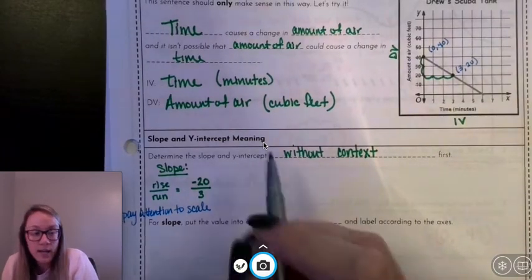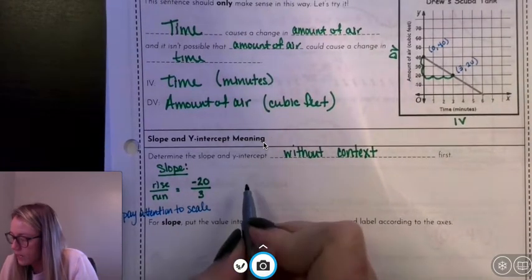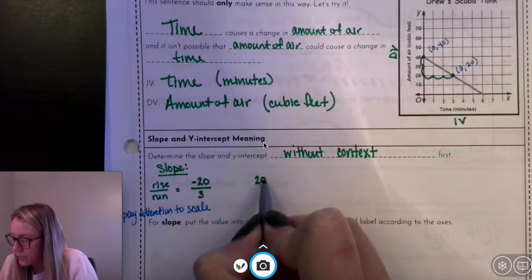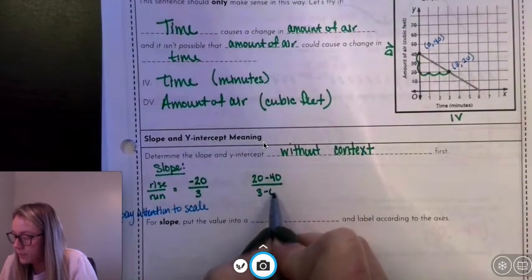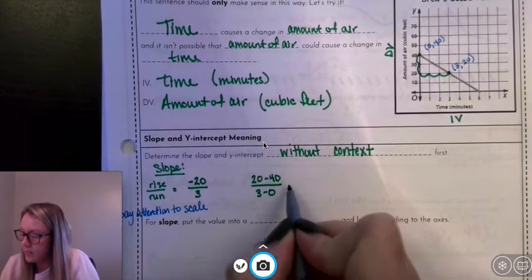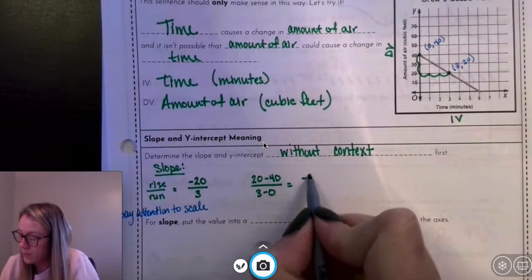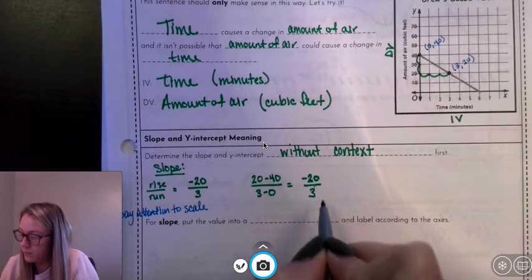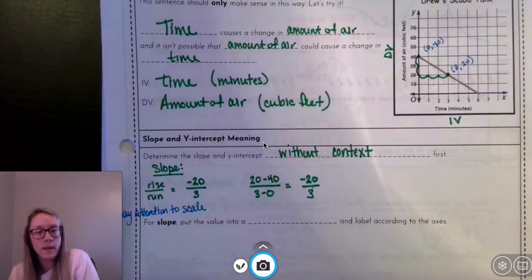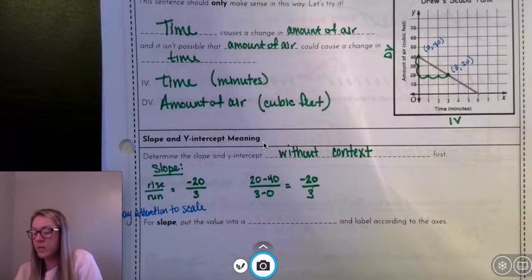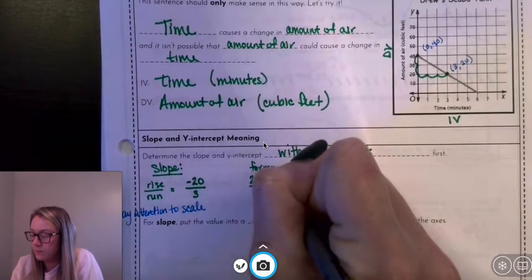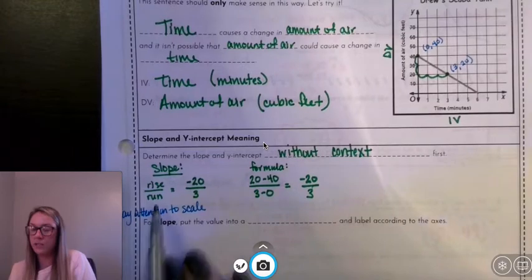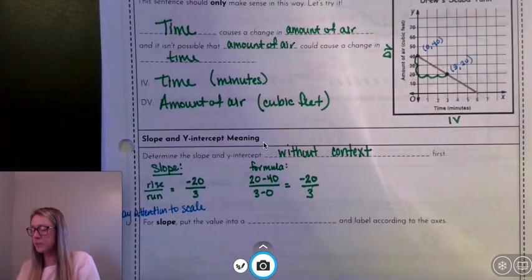So let's make sure that I counted right. I can do 20 minus 40 over 3 minus 0. And then when I figure that out, this is negative 20 over a positive 3. So they do match. So that's okay. So I can either use my slope formula or I can do rise over run. So this was my formula, or rise over run. So that was slope.